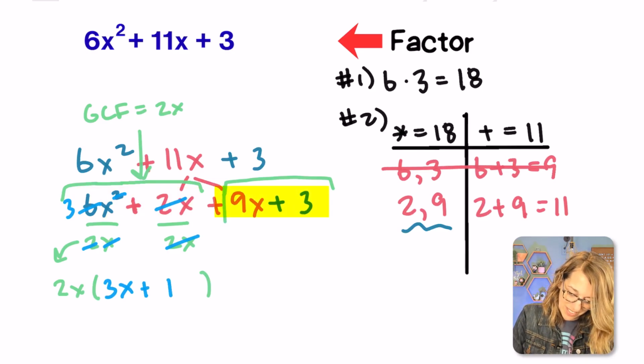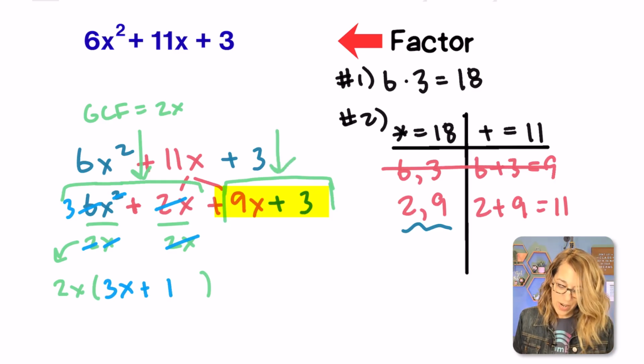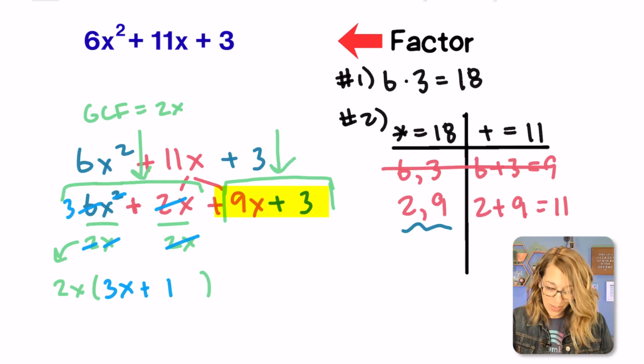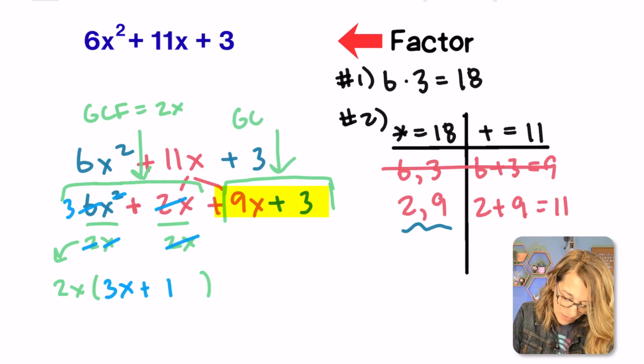Okay, on to my next pair. I know this is a little bit messy here, but my next pair is right here. So for this next pair, what goes into both 9 and 3? That would be a 3 for the coefficient.